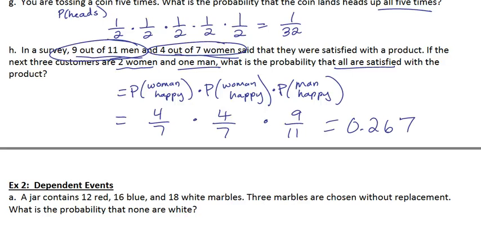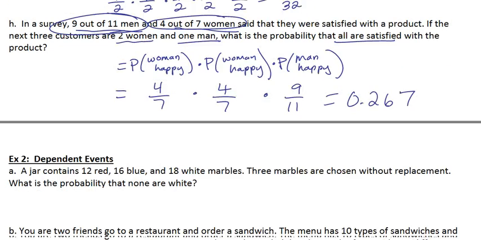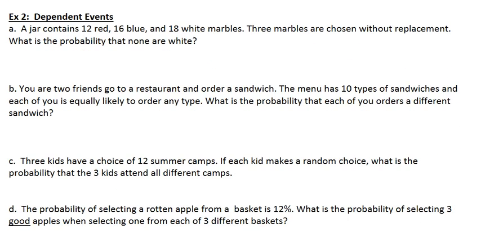Everything we've done so far has all been independent events where one thing did not affect the next thing. So for example, one coin flip does not change the outcome of the second coin flip. Or in the last example we just did, we could assume that one woman being happy with a product had no effect on the second woman being happy with the product. Now we're going to talk about the dependent event side of things, which I gave you the formula for way at the beginning.